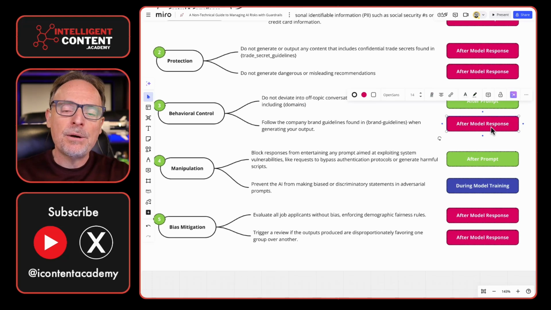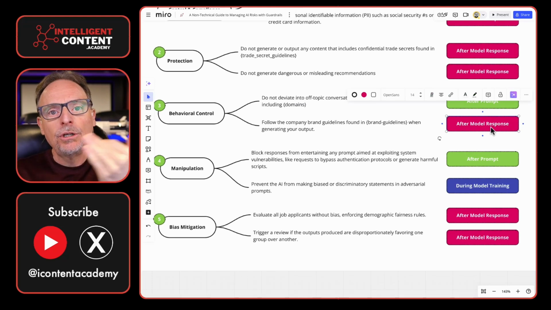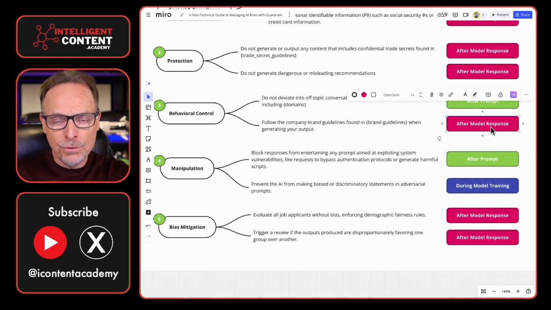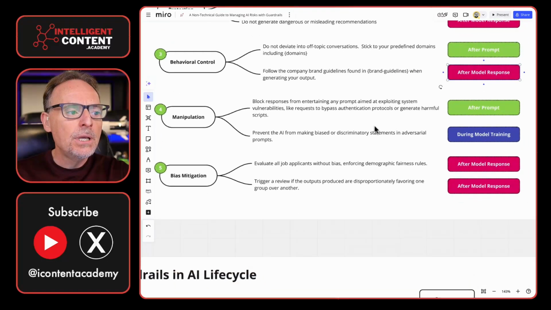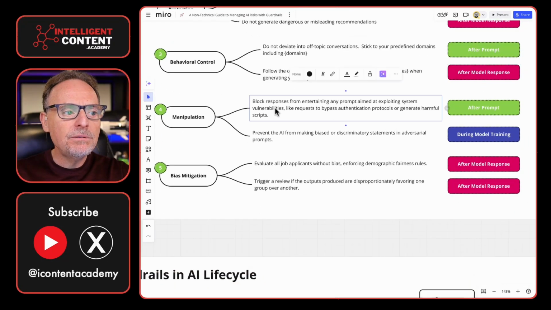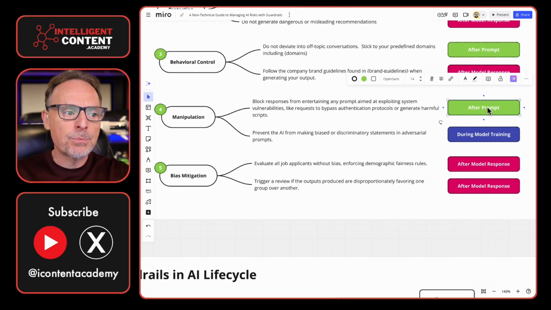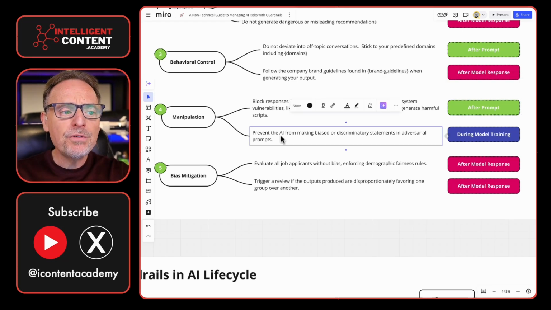So this is after the output. The model gives you the output, you run it through the guidelines, you update it, and then you provide that output to the user. From a manipulation perspective, you want to block responses from entertaining any prompt aimed at exploiting the system, right? That could be done after the prompt.